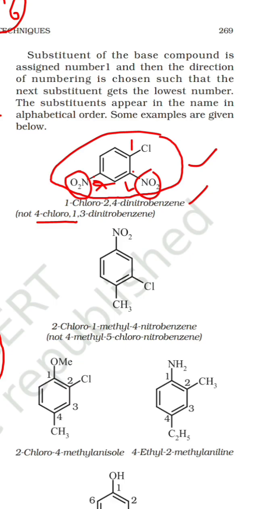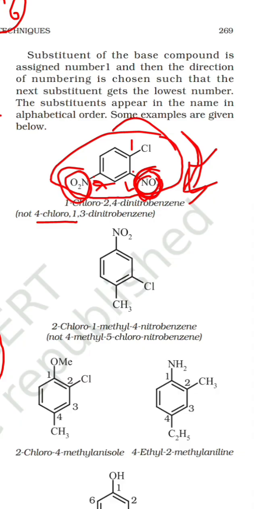So 1 chloro, and the lowest number side should be followed. That means clockwise direction we have to follow for numbering. Because in the clockwise direction nitro gets 2, in the anti-clockwise direction this nitro gets 6. So clockwise direction we have to follow. So this nitro gets second number, this nitro gets fourth number. So 1 chloro, 2 comma 4 dinitro benzene.